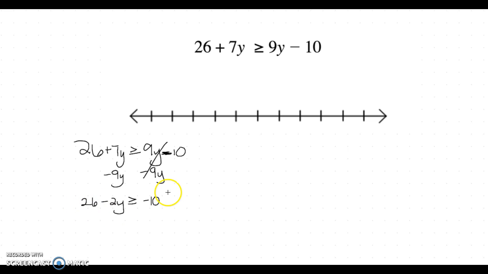Now since 26 is the like term to negative 10, I want to move that by subtracting. And I get negative 2y is greater than or equal to negative 36. And then my last step here, I want to get rid of this negative 2 by dividing. And since I divided by a negative, I want to flip this sign. So instead of greater than or equal to, I want to do less than or equal to. Those cancel, and I'm left with y is less than or equal to 18.